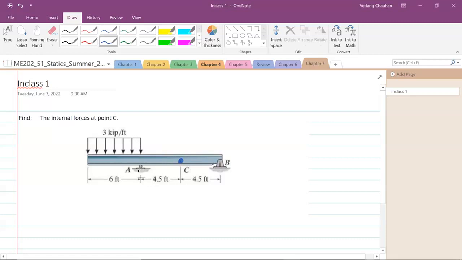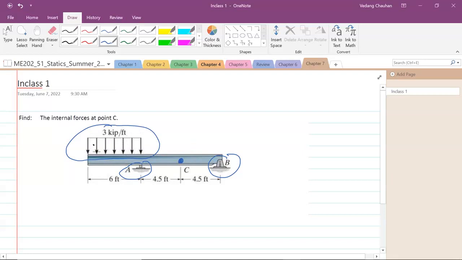Now, what we have been given here is that the beam is being supported by a roller support at A, which only applies vertical support reaction, and pin support at B, which applies both horizontal and vertical support reactions, and a uniformly distributed load of 3 kilopound per foot.